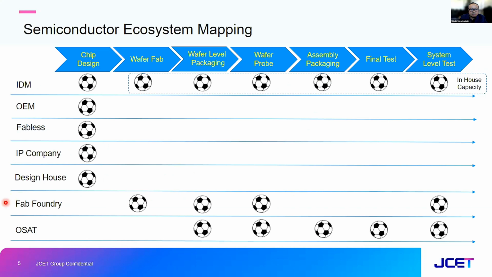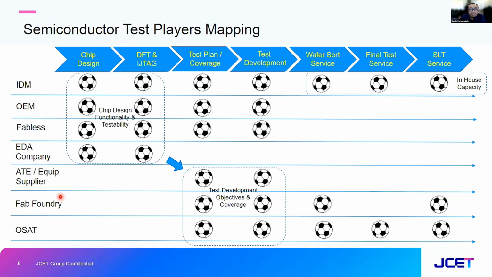Let me go to the bottom one, between the foundry and the OSAT. As you can notice, there is some overlap in the interest of doing wafer level packaging and also the wafer probe solution, while the rest is dominated by OSAT. So you can see here that most of the manufacturing back-end process is done in the OSAT. And then when it's narrowed down to the specific process for test, we as an OSAT really have the obvious role here, where I would like to highlight the differentiation of the OSAT role.